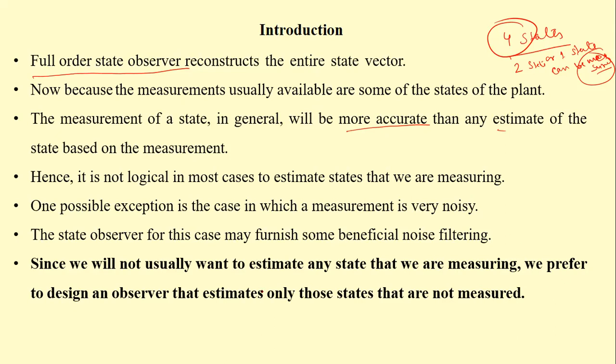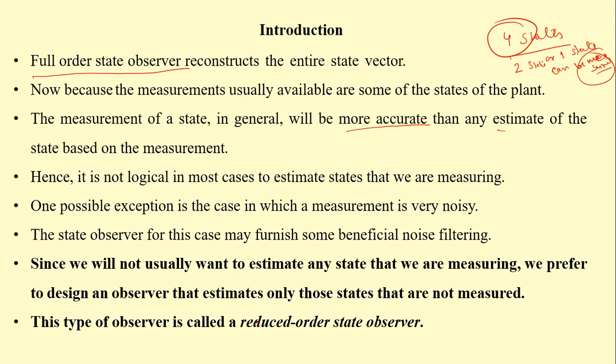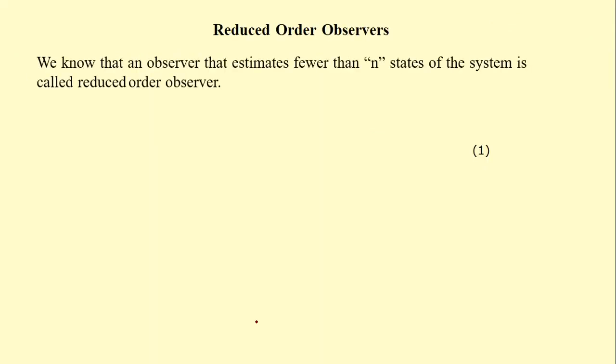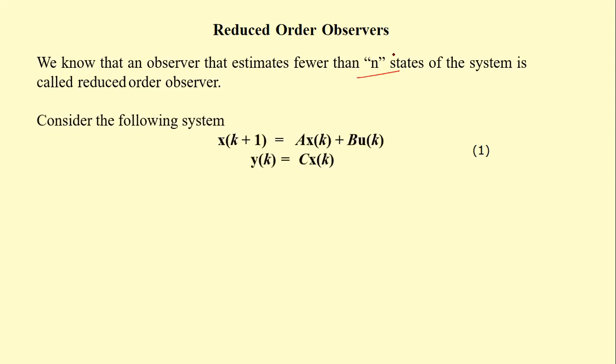So we should design an observer that can only estimate the states which cannot be measured. Such a type of observer we call the reduced order state observer, right? So now let us see what this is. If there are n states of a system, that is, if the system is of nth order, then for a given system, which is given here with equation number one, the observer which can estimate fewer than n states of the system is the reduced order state observer.